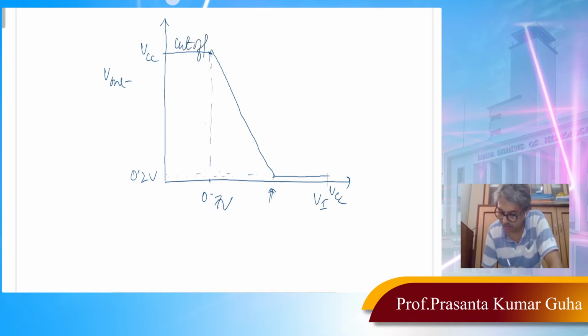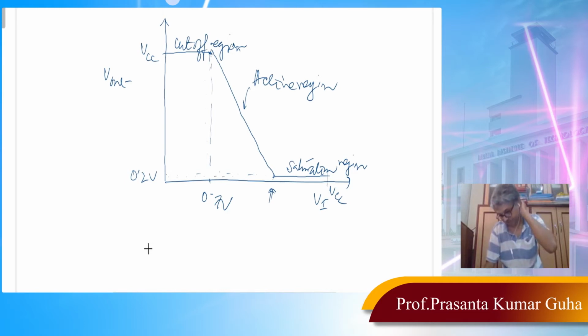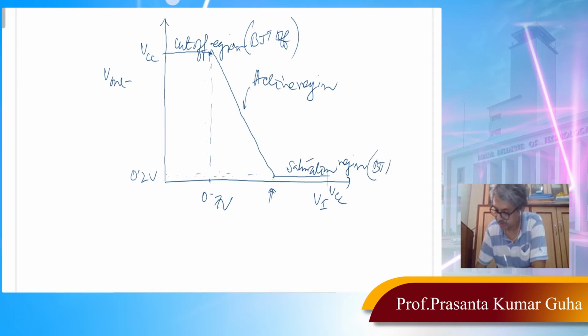This is basically your cutoff region. This is basically your saturation region, where V out is equal to 0.2 volt, and this is your active region. So you see, to operate BJT as a switch, we need to take BJT from cutoff to saturation, because in cutoff region BJT is off, and in the saturation region BJT is heavily on, so that there is very little voltage drop across the switch, VCE, which as a rule of thumb is around 0.2 volt. This is in deep saturation actually.